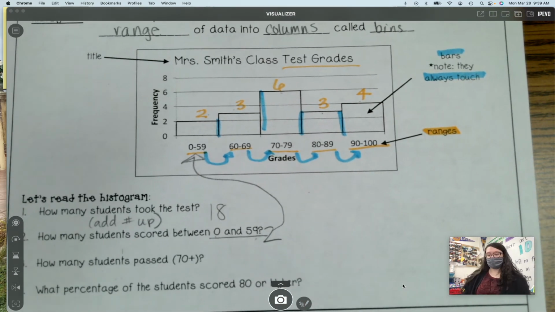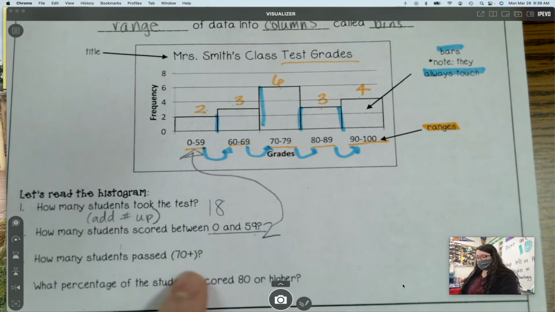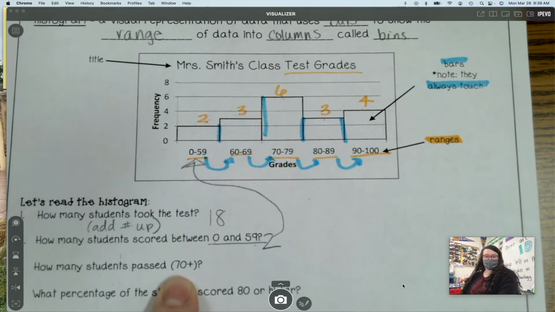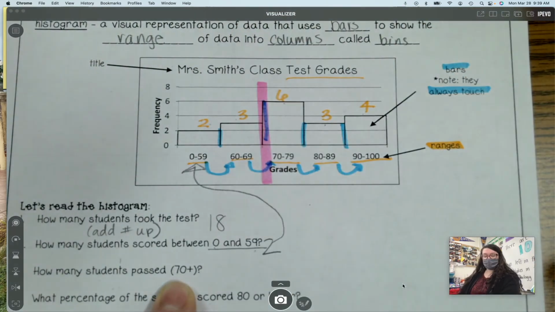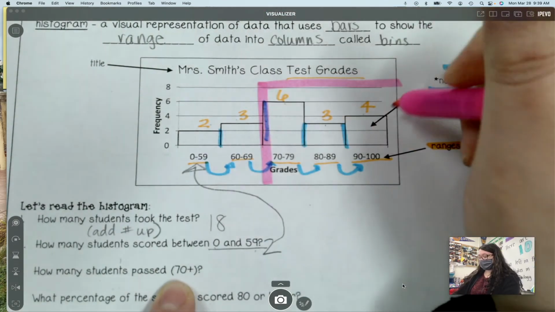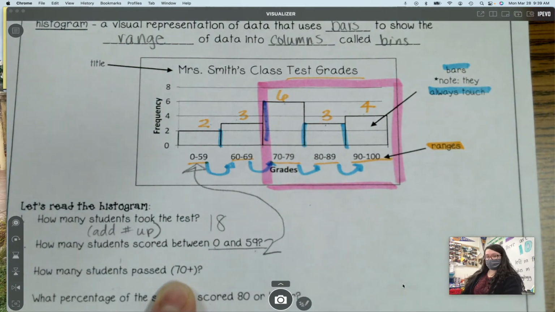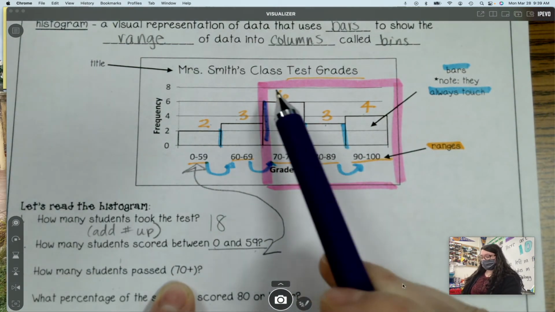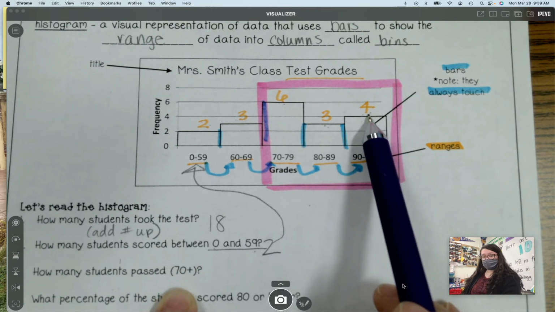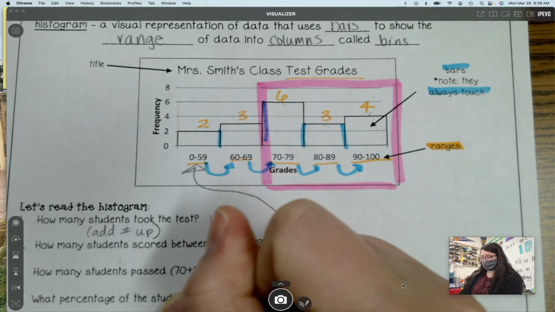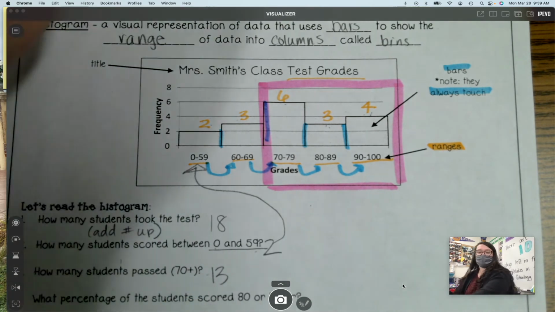Number 3 is one that was tricking some students up. It said how many students passed with a 70 or higher. So here's my section for 70 or higher. It means I want all of these students, all of those grades. So 6 plus 3 is 9, plus 4 is 13. So 13 students passed. They scored a 70 or higher.